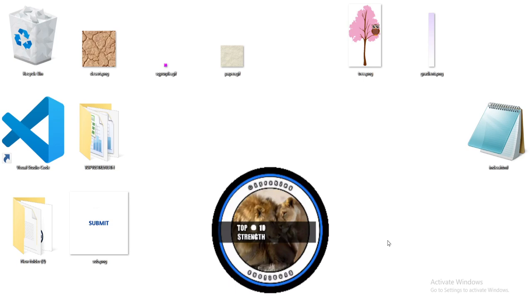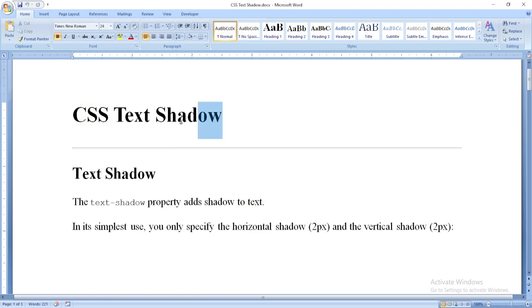Welcome back everyone. Quickly, let's start a new discussion on CSS text shadow. The CSS text shadow property adds shadow to your text. In its simplest use, you can only specify the horizontal shadow and the vertical shadow.